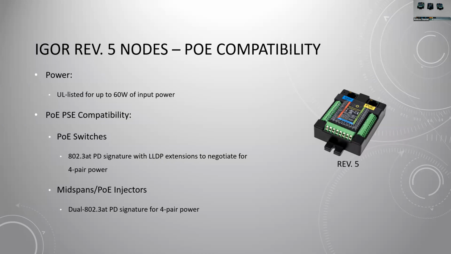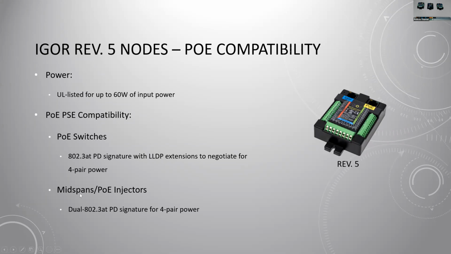And so looking at some of the compatibility down below on the difference between, say, a PoE network switch or some mid spans: with PoE network switches, the built-in PD circuitry of the node will typically get it at least 2 pair power. And then if the PoE switch has LLDP capability, then our firmware will use LLDP to negotiate with that switch to get 4 pair power and that full 60 watts of power. So with PoE and the whole power negotiation process, there's a couple of different ways to do it.